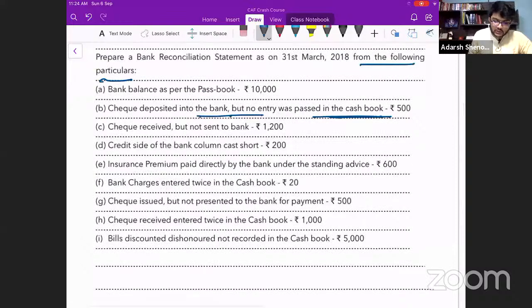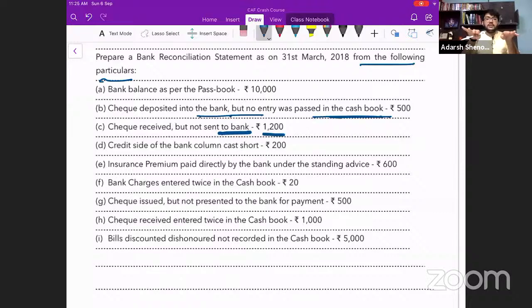Check received but not sent to bank. What does this mean now? That means when you receive the check, you have increased. Which balance have you increased when you received the check? The cash book balance has been increased. Sir, has the passbook balance also increased because of this? Not yet. So what has happened?